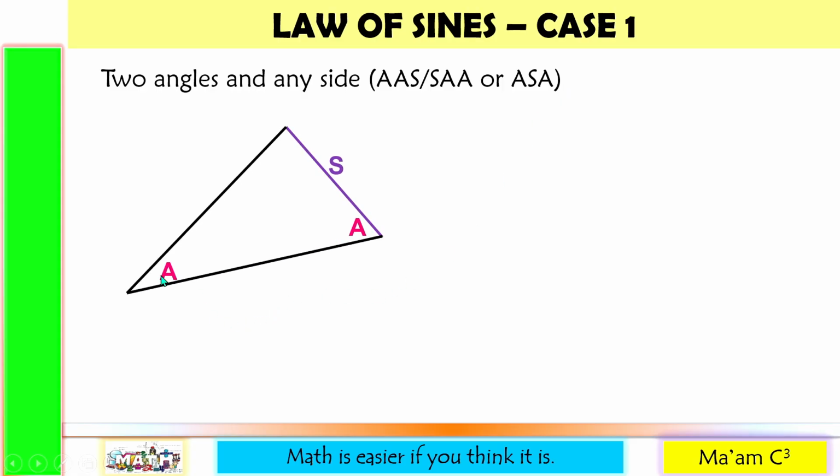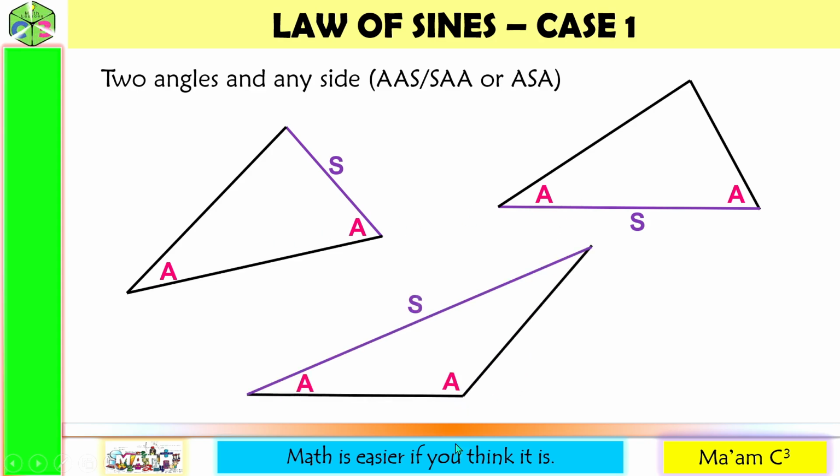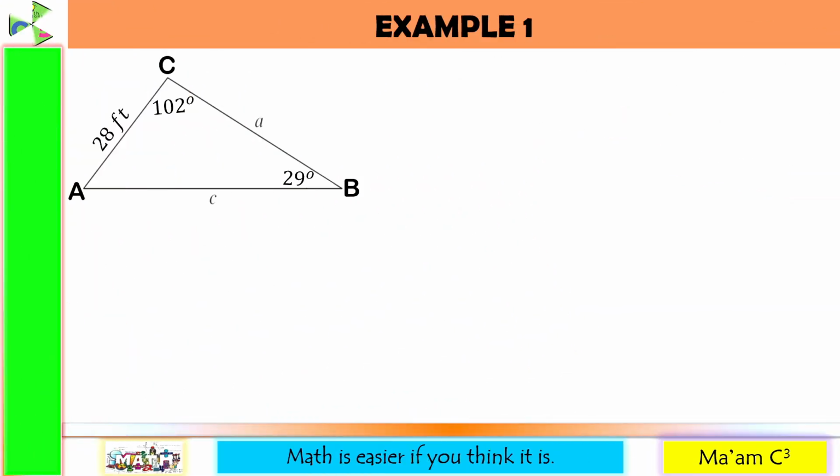I have angle, angle, side. I could also have angle, side, angle. So the side is in between the two angles. These two are for acute triangles, while this one is an obtuse triangle. I have angle, angle, and a side. Let us have the first example. I have here triangle ABC.